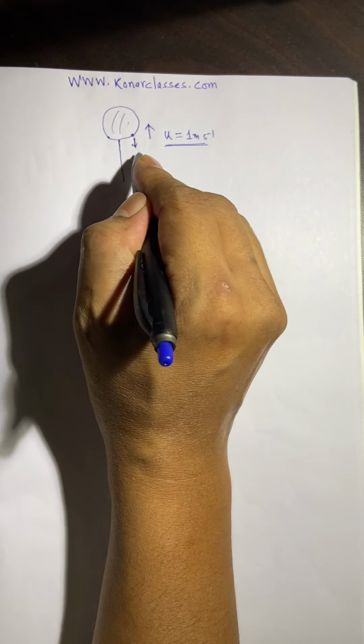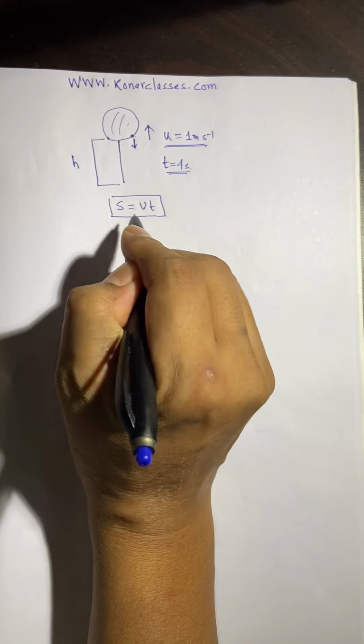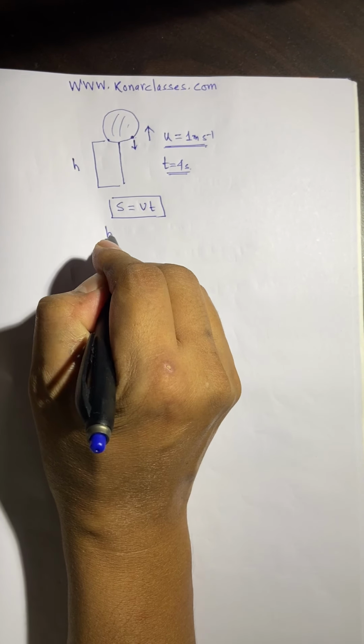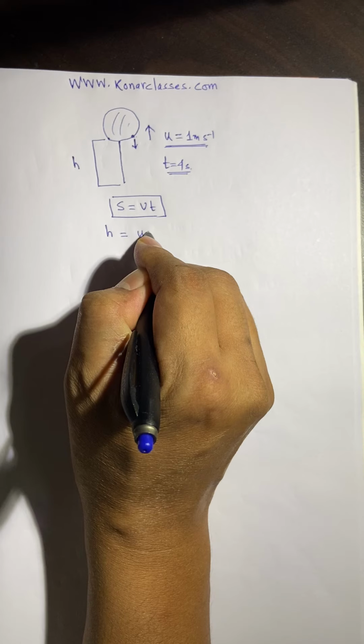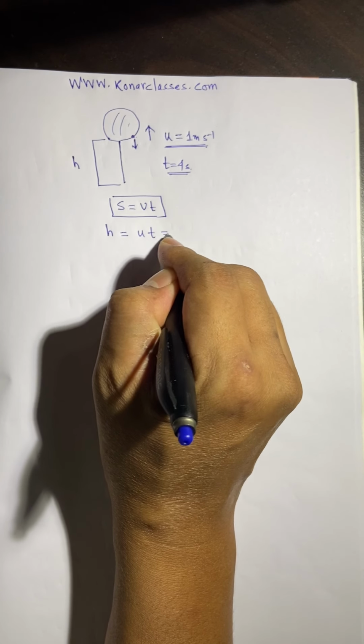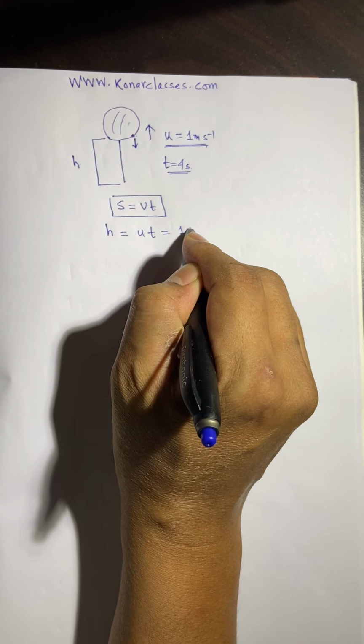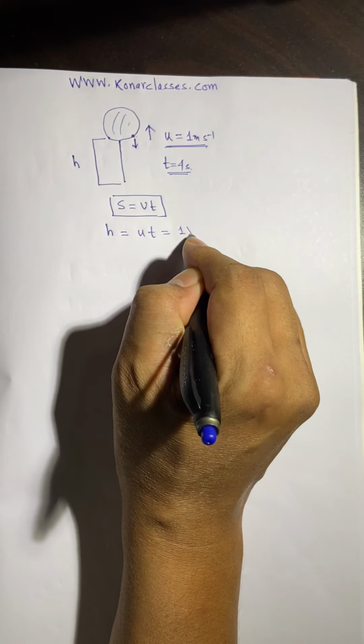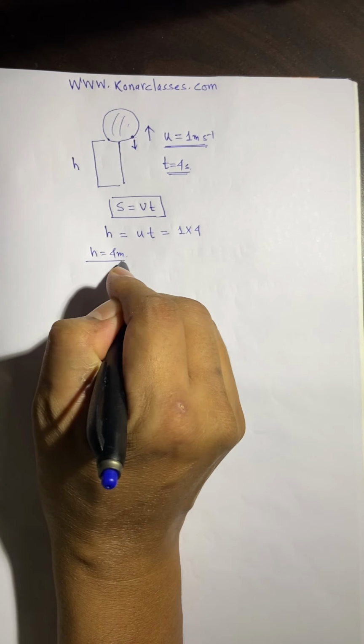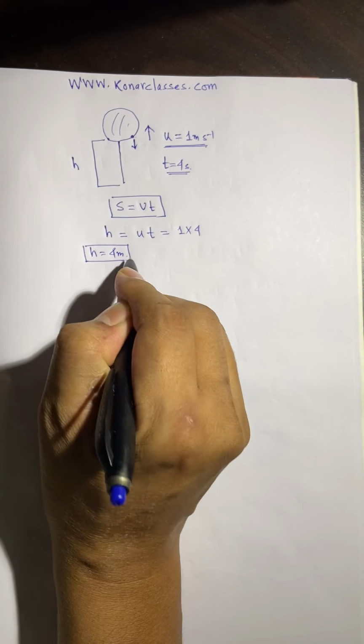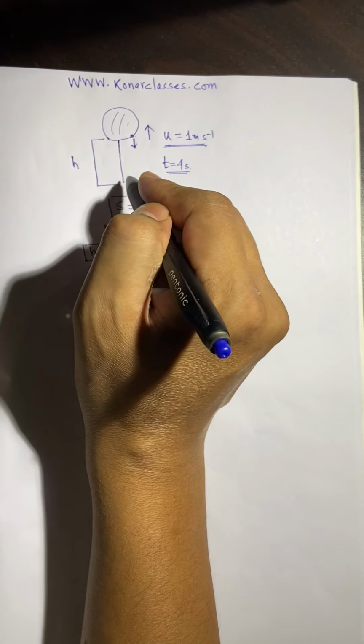So after 4 seconds, how much distance does it cover? As it goes with uniform velocity, we can use the formula s equal to vt. So this is the formula we are using here, and in this scenario it will be h equal to ut. Putting the value of u as 1, as it is given, and the value of t as 4 seconds, we get h equal to 4 meters. So this is the height that the balloon will cover at the end of the 4th second.